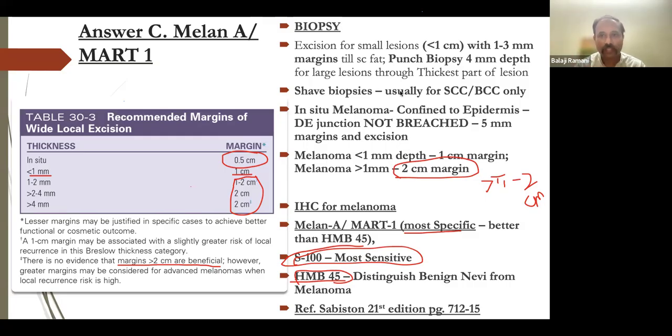So I will put it this way. Suppose you have a place where you can resect a melanoma with some greater margins up to 3 centimeters, please go ahead without causing morbidity. But if there is going to be morbidity, then it is better to go for a 2 centimeter margin and stop with that. So, okay.